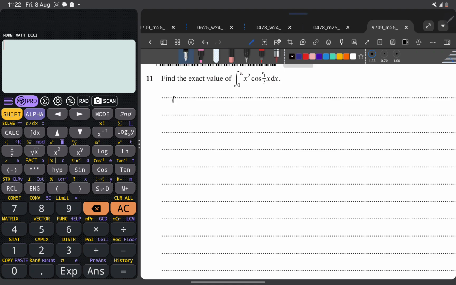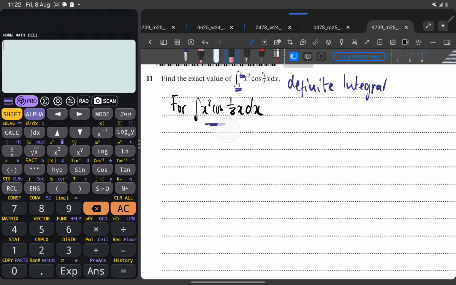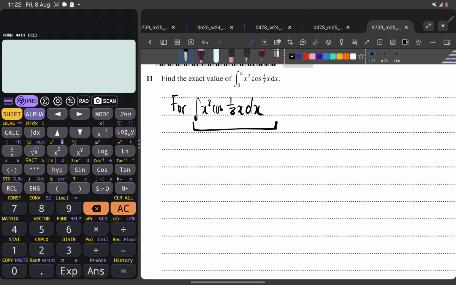Now you're going to say, for the integral of x squared cos of one third x with respect to x, we're going to start with this. Everybody, obviously, we're going to come back and put these limits. These limits make it a definite integral. A definite integral is just an integral with limits. Without limits like this, it is called an indefinite integral. So we're going to come back and put the limits, don't you worry about it. We're starting by working with this part and seeing how we're going to do it.